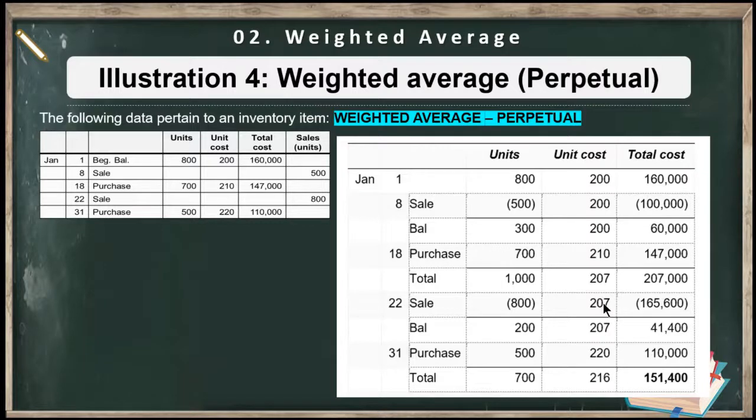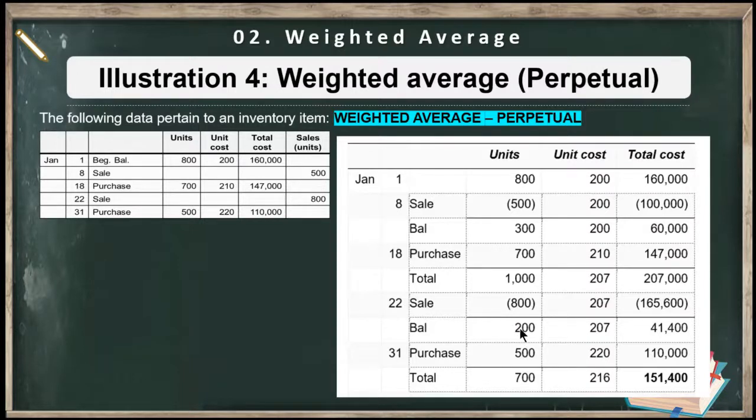800 times 207, so that's 165,600. And then get the difference, that's 41,400. The remaining inventory is 200. Are we going to divide this, ma'am? Divide 41,400 by 200? That is not needed because obviously it is still 207. We only divide every time there is a purchase. The 207 was divided by 1,000 to get 207 because there is a purchase.